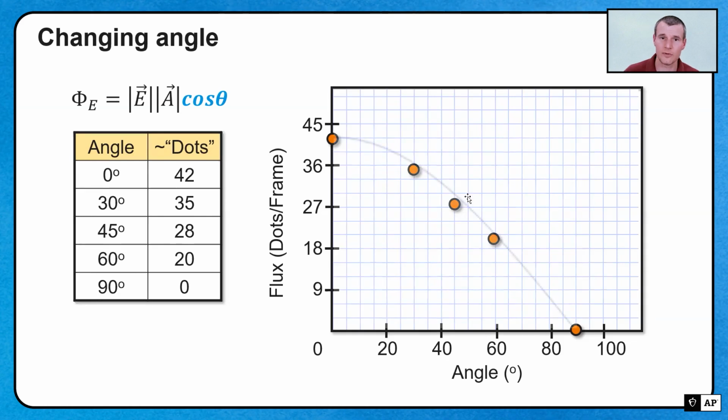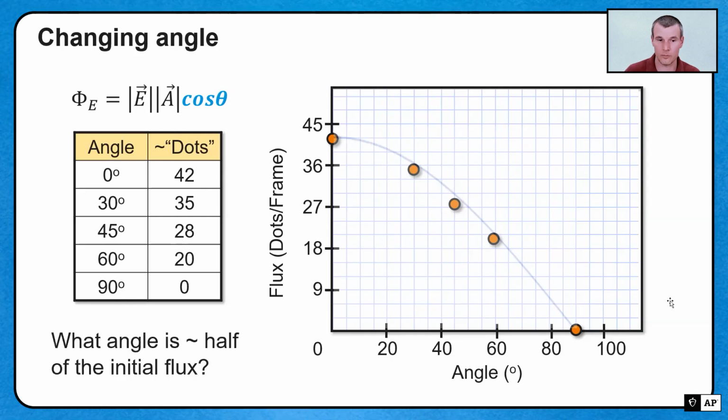Well, what does it look like? If we have this little curve, what function is it? Oh my gosh, it's cosine of theta. This isn't EA theta. This is the E field, the area, and the cosine of the angle theta. And sure enough, this is a cosine function. If we kept on going, we'd eventually start getting some negative values, and we would just keep the cosine function going around that way. So the question posed to you: what angle gives half of the initial flux?